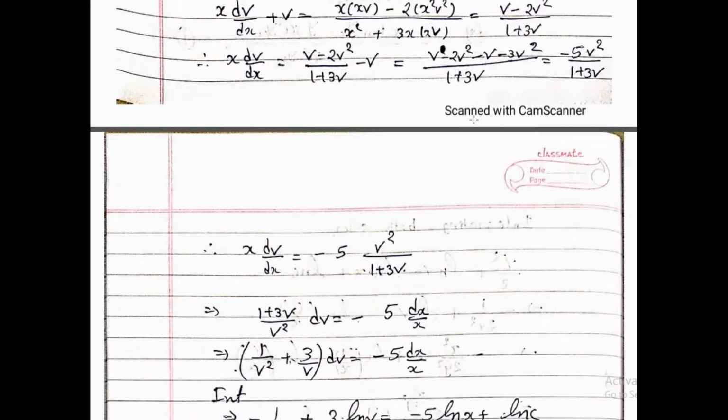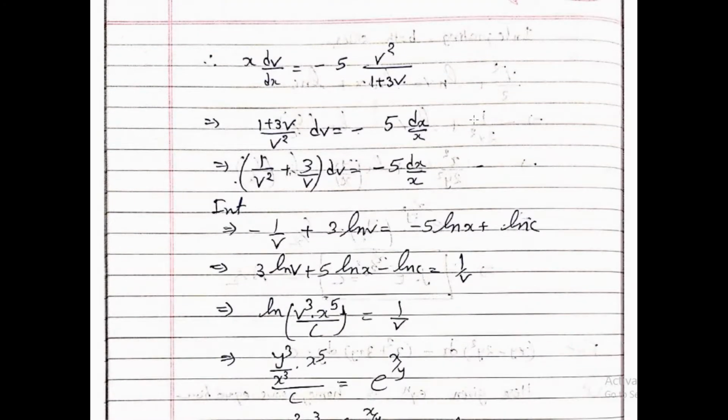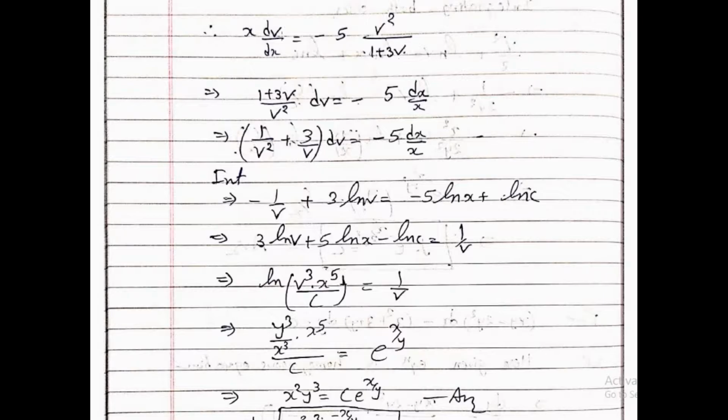Reducing it to variable separable form, that means terms of v with v and x with x, that will give you (1 + 3v) upon v² dv equal to minus 5 dx upon x. Here separating the terms: 1 upon v² plus 3 upon v equal to minus 5 dx upon x.